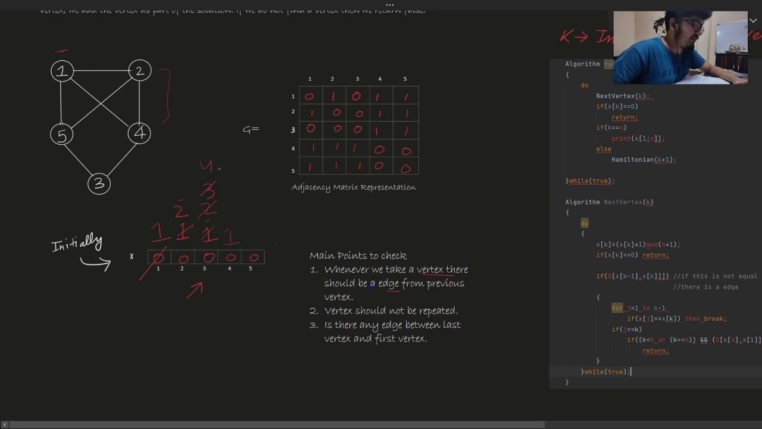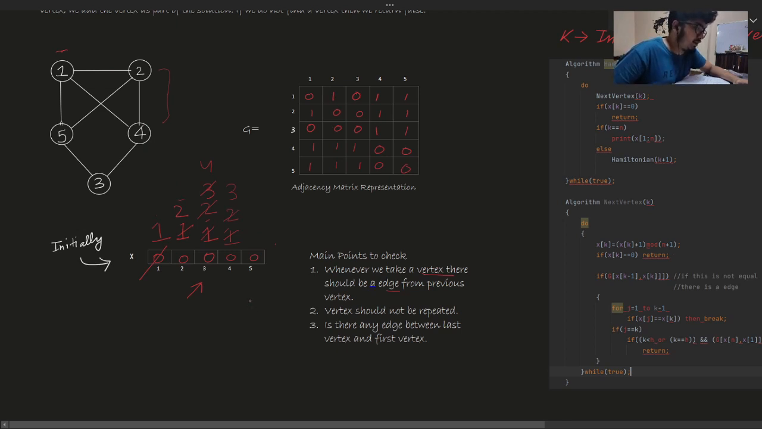We will check, is there an edge between 1 and 4? Yes. But the vertex should not be repeated. The vertex is repeated. Now we cut and we will put 2. 2 is repeated. Put 3. There is an edge from the previous vertex 3 and 4. Look, 3 and 4, we have the edge. Vertex should not be repeated. Yes, the vertex is not repeated.